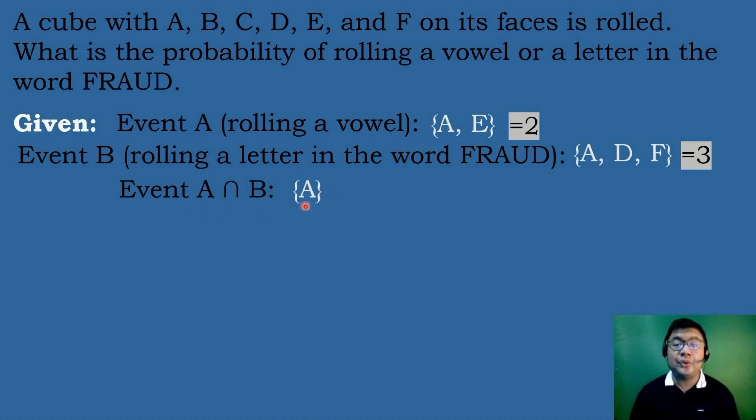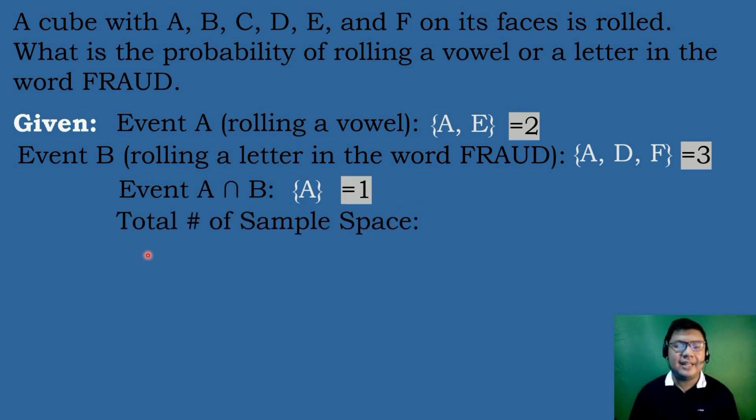We have the letter A. So we have A here for event A, and then another A here for event B. So A occurred on both events. Therefore, the intersection of A and B is the letter A, so it is equal to 1.